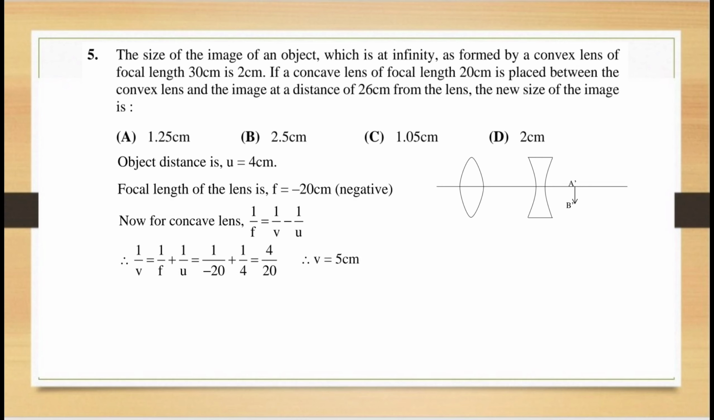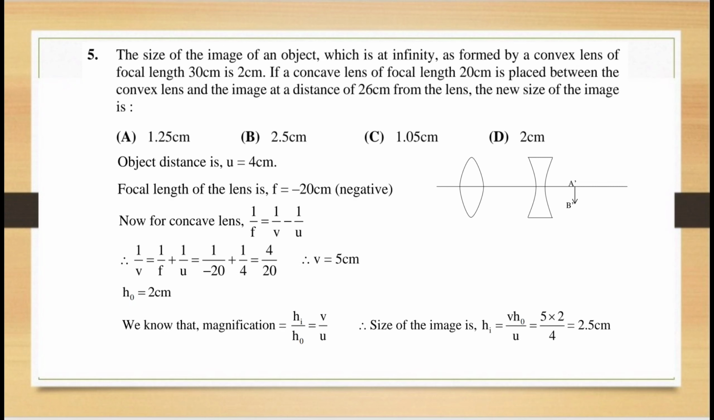Now, initially the image formed by the convex lens acts as a virtual object for the concave lens. Then the size of the object for the concave lens will be h0 equals 2 cm. So we know that magnification equals hi by h0, which equals v by u. Therefore, size of the image is hi equals v into h0 by u, which equals 5 into 2 by 4, which equals 2.5 cm. Therefore, the new size of the image is 2.5 cm.